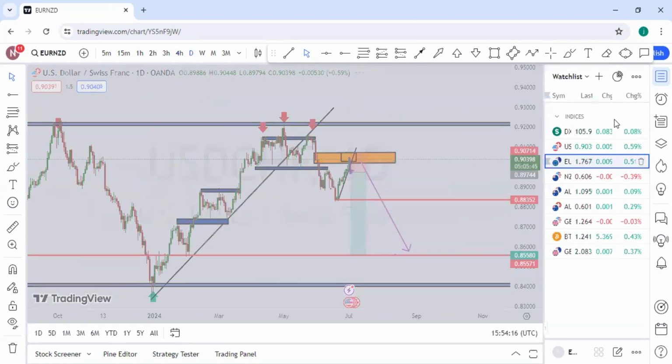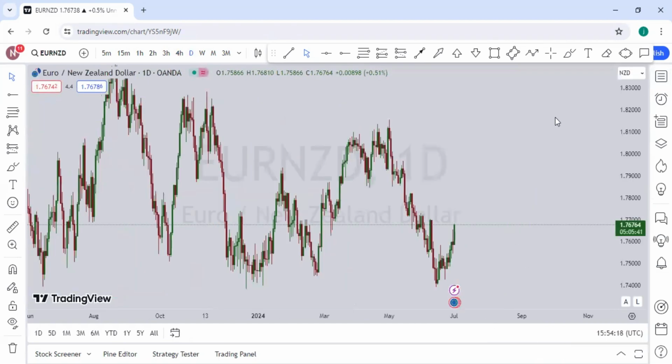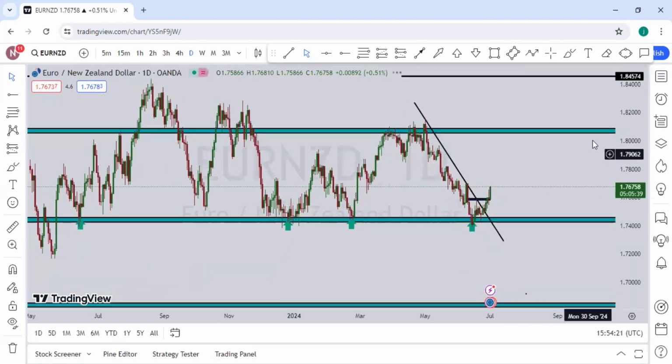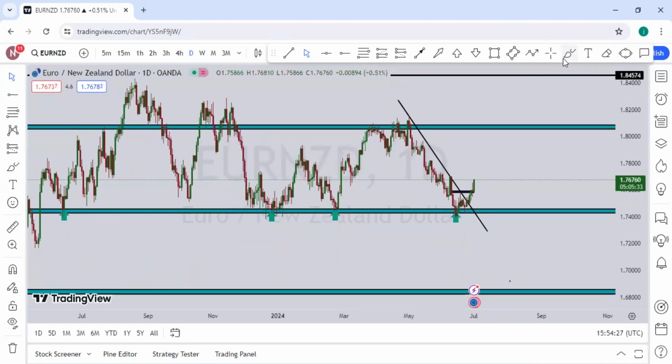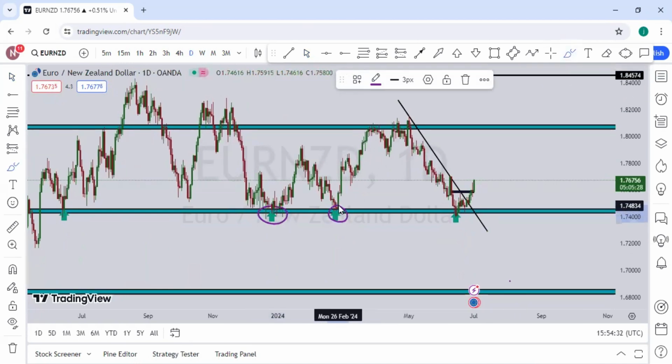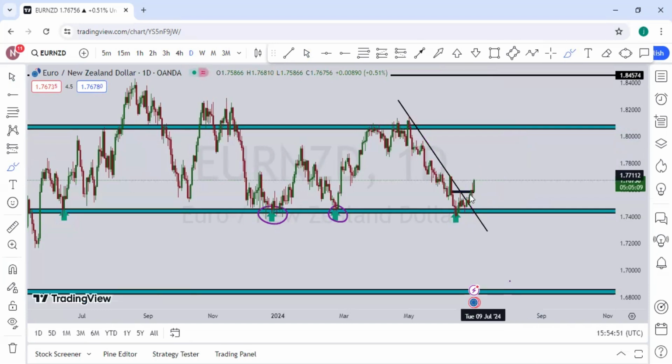So let's go to another pair also. And this one is Euro NZD. I analyzed this trade previously, so there is no need for me to clarify it more. You can see we have a triple bottom around here. The market broke my trend line. So what I'm waiting for is the market to retrace to my fib level around here. Then I can take my trade to the top.